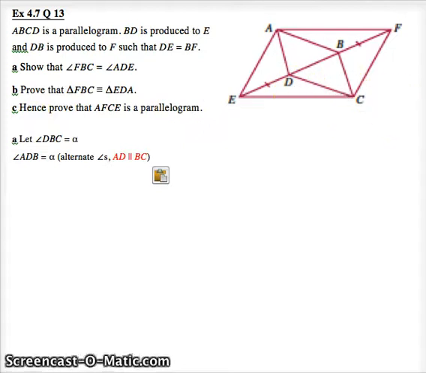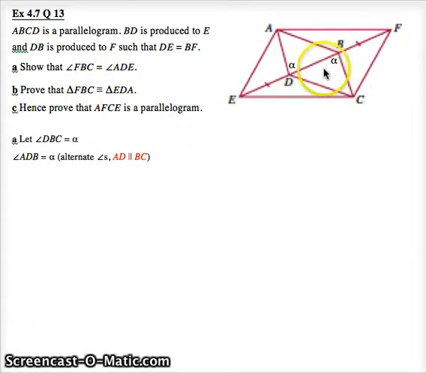So we're letting angle DBC equal alpha, and I've just put that in on the diagram. And hence, we can see our alternate angles there, angle ADB is also equal to alpha. The reason: alternate angles, AD is parallel to BC. Now, in the back of the textbook it actually says AB is parallel to DC, which is incorrect. When you form that Z, the parallel lines are what form the top and the bottom of the Z. So our parallel lines are AD and BC.